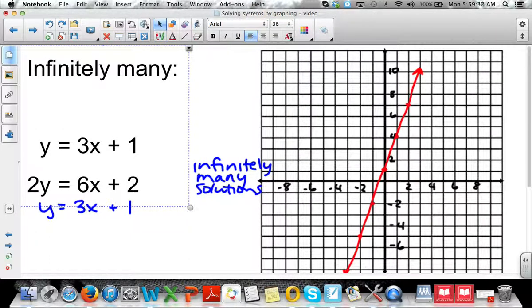Because no matter what point I look at on this line, that point will fall on both of these equations, and that means it's a solution. And so every single point everywhere, like every single point on this line, is going to be a solution to both equations. So there are infinitely many solutions. So there's no solving, it's really just recognizing that they're exactly the same line, and the answer is just infinitely many solutions.